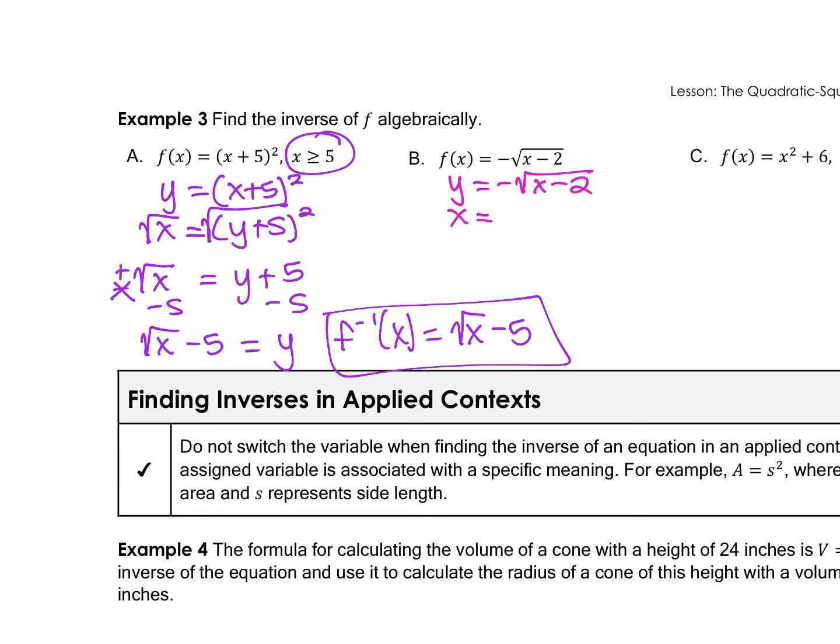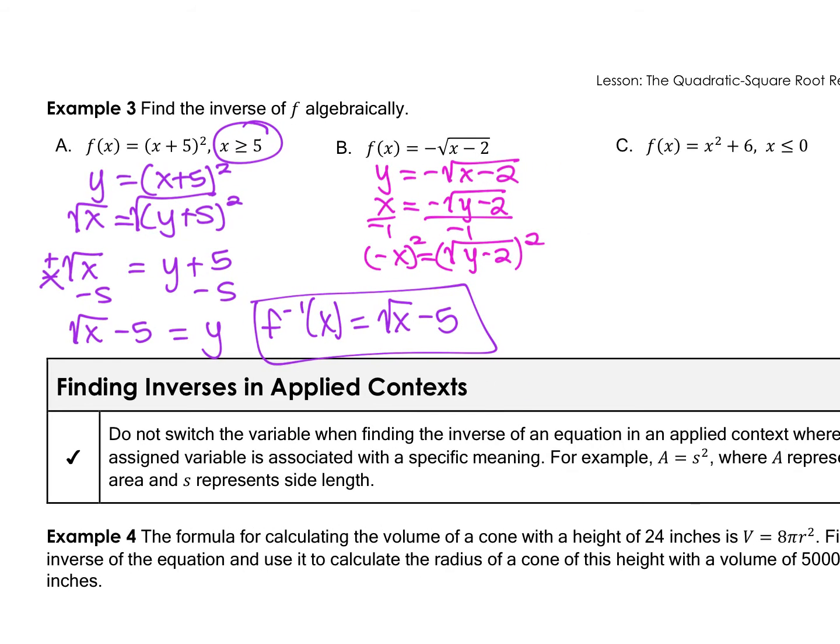And then I'm going to switch the x and the y. So I'm going to divide to get rid of the negative. And then I square both sides. So that becomes x squared equals y minus 2, and then I need to add 2, so I get x squared plus 2 equals y. And then changing that to function notation.